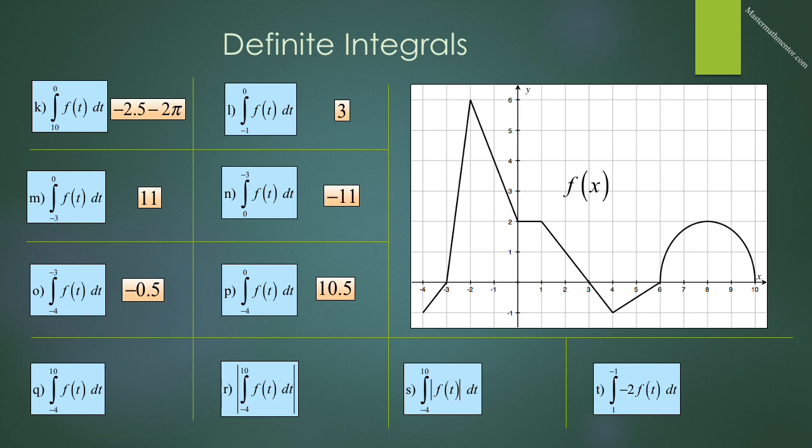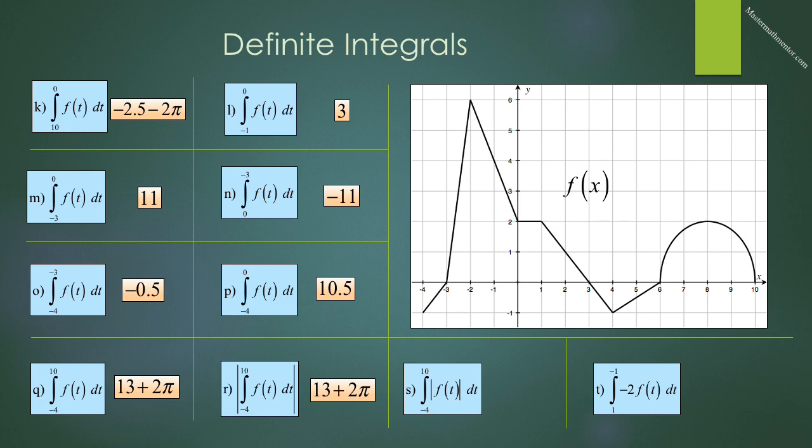So the integral in P from negative 4 to 0 of f of t dt is simply the integral from negative 4 to negative 3, which was negative 1/2, plus the integral from negative 3 to 0, which is 11, and our total area is 10.5.